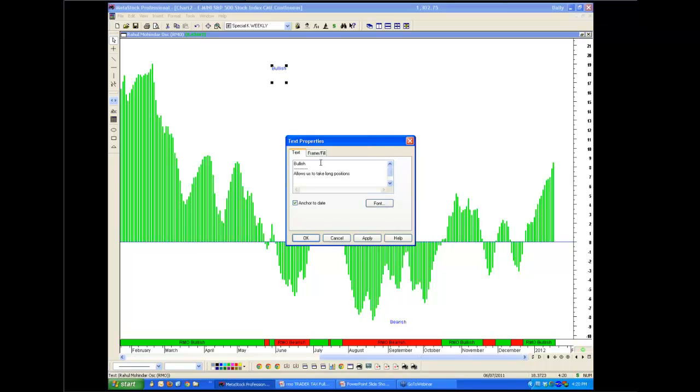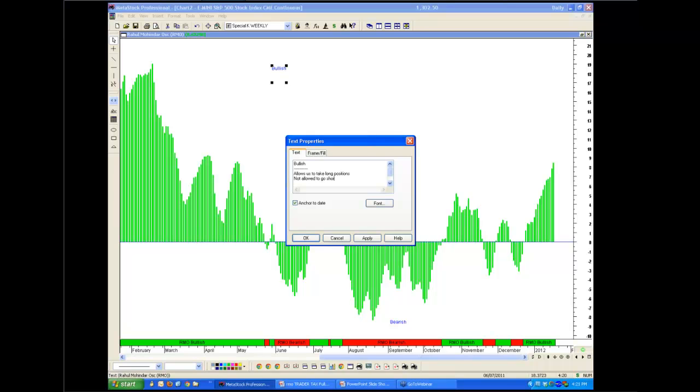We don't have an allowance to go short. You don't want to go short into a bullish trend. You want to go long into a bullish trend. Trade with the trend. The trend is your friend. Befriend the trend. All those kind of crazy things. So we're not allowed to go short. We're only allowed to go long.